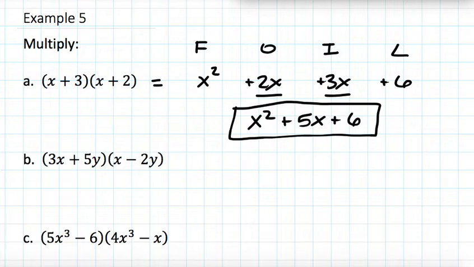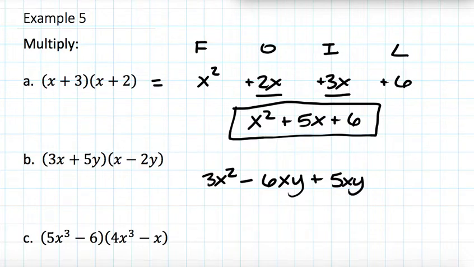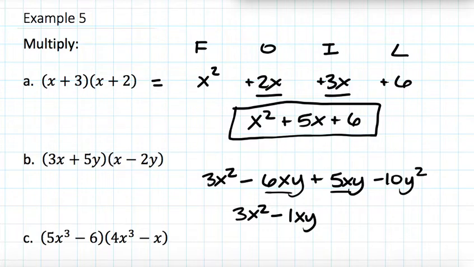For part B, same thing, 3x times x is 3x squared. We're going to have minus, when we do outside, minus 3 times 2 is negative 6xy, plus 5xy for the inside, and then minus 10y squared for the last. Again, we have the middle 2 terms that can combine, so we have 3x squared. Minus 6xy plus 5xy is going to be minus 1xy, or you can just write it without the 1, minus xy, which is probably what you will want to do on the homework.